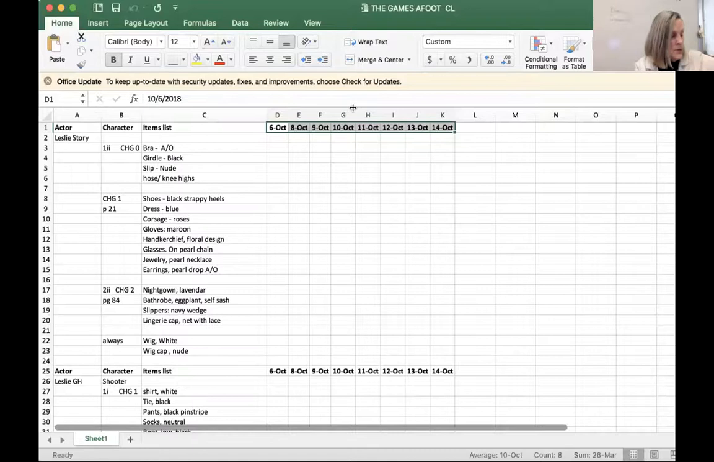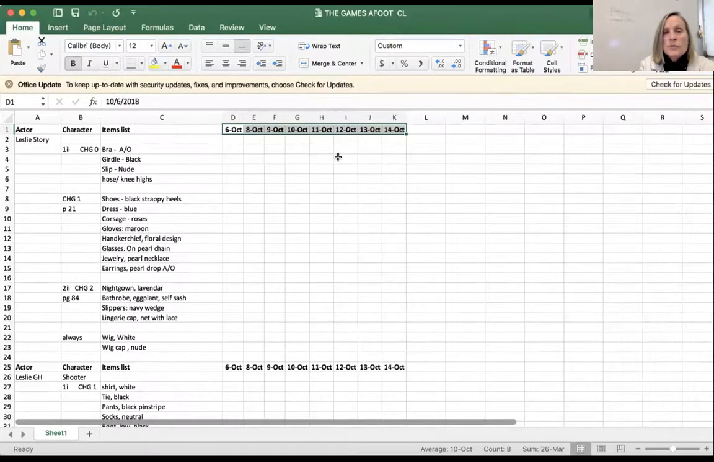Yes, okay. So here's a little bit of a combo platter that I can show you, where I've indicated the changes. I am not a robot and I'm not uniform, but this is a change list that also shows the check-in. So for Leslie Story, we have act one, scene two, change zero. Change zero is what's never going to change.